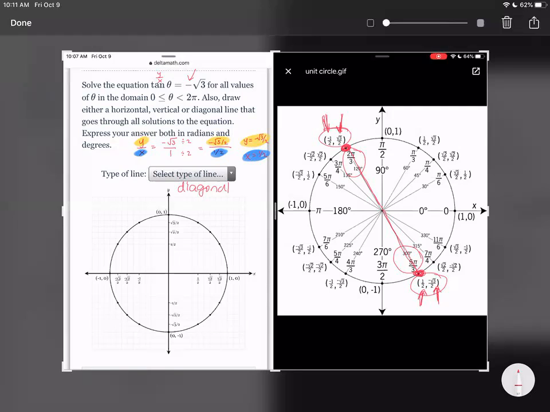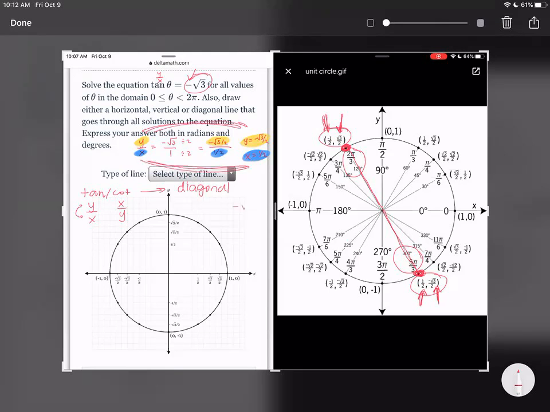The reason that works for tangent and cotangent, because tangent and cotangent are the diagonals, is because for tangent, it's y divided by x, and for cotangent, it's x divided by y. It doesn't matter which one of these is negative or positive, as long as once you divide them, you'll still get the same number value. For example, in our problem, we said that y should be negative radical 3 over 2, and that x should be positive 1/2.